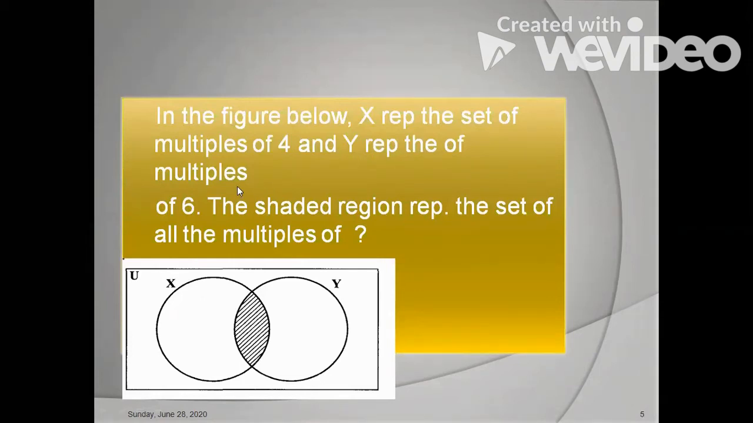Alright. So we have two sets here, X and Y in this Venn diagram, and X are the multiples of 4. So the question says the shaded region represents a set of all the multiples of a. So basically, which multiple is common between 4 and 6? So let us write out the multiples of 4, a few of them.